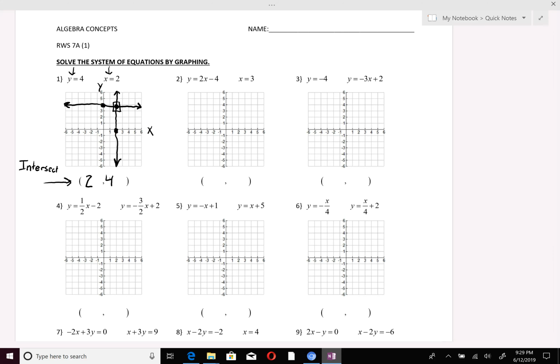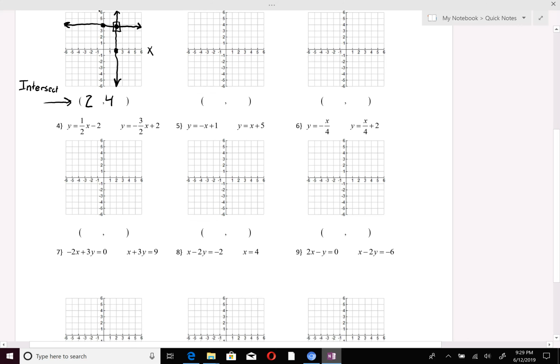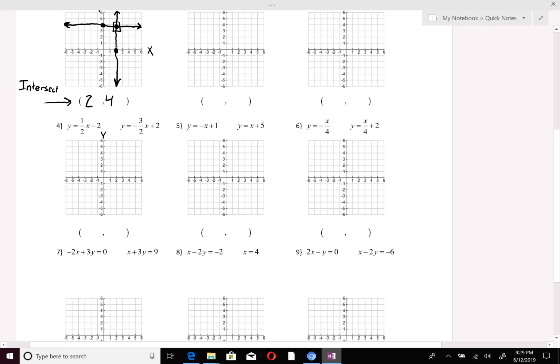If we do a more complicated problem like number 4 here, we're going to have to start with our y-intercept. So this first line, which I think I'm going to graph in blue, we've got to start at -2, and our slope is 1/2. So we'll go up 1 over 2, and that's where our next point will be put. Then we'll go up 1 over 2.